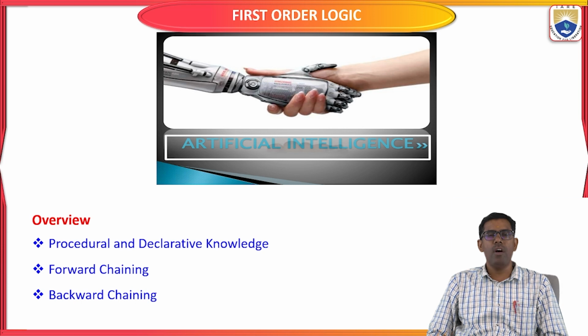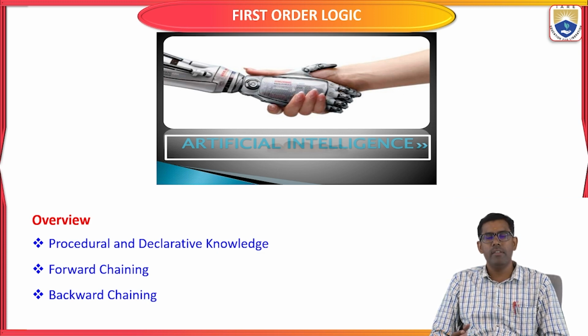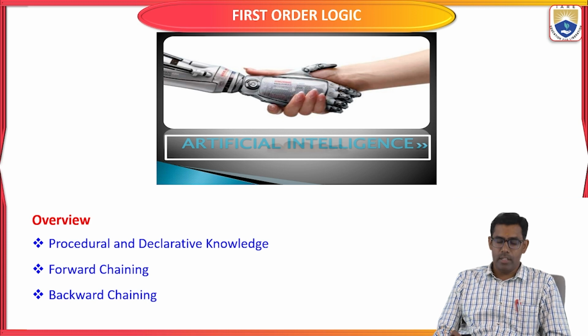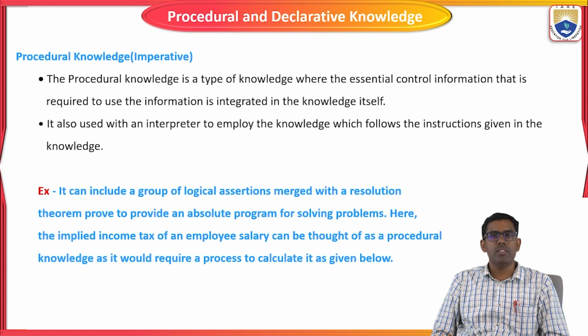The second one is forward and backward chaining. What is forward chaining? What is backward chaining? How will they be applicable in a machine, and how will they represent knowledge? We will discuss this in this session as well.